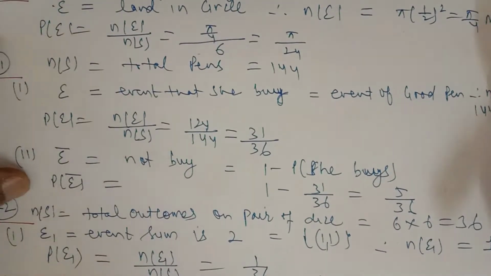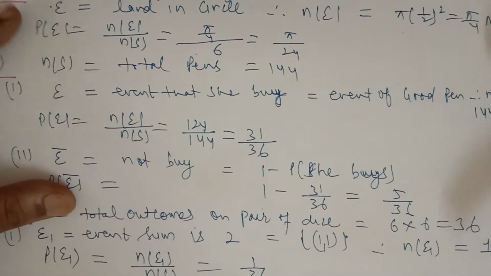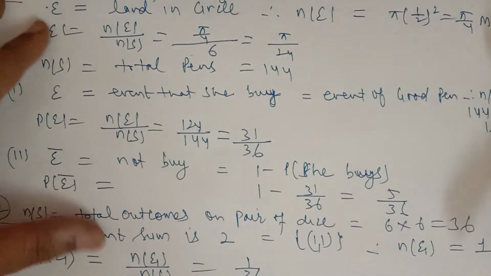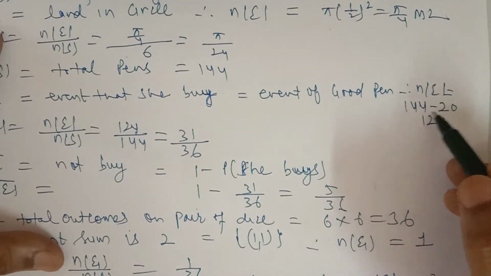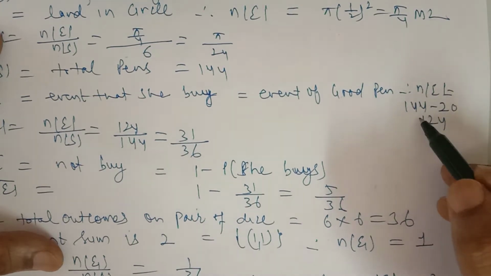Yes, question number 21. Now there are 144 pens in total, and a girl will buy a pen only when it is good. There are 20 defective pens. So how many good pens are there? 20 defective pens are there in these 144 pens, so good pens are 144 minus 20, that is 124.